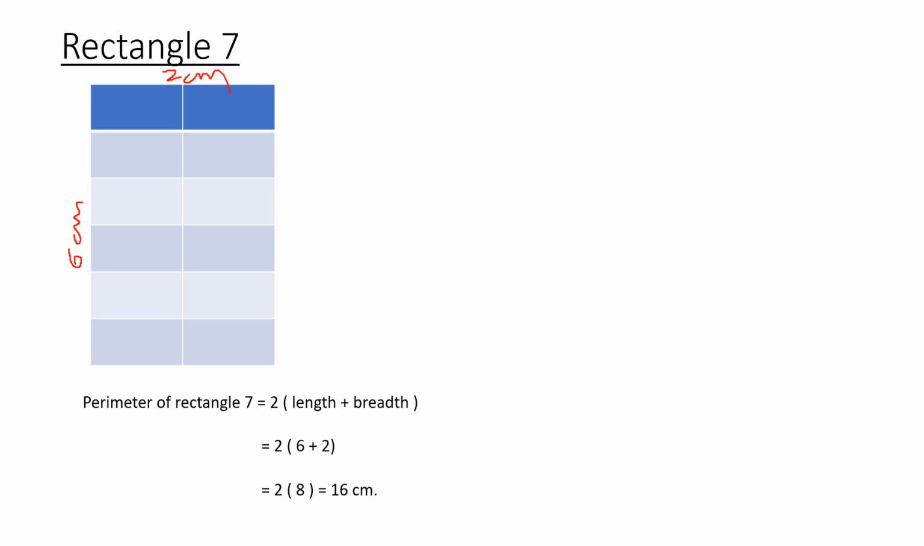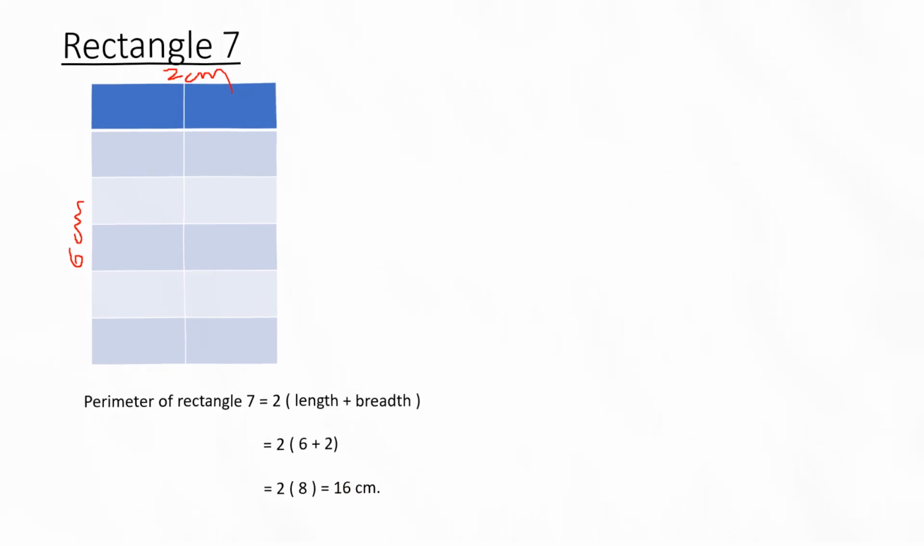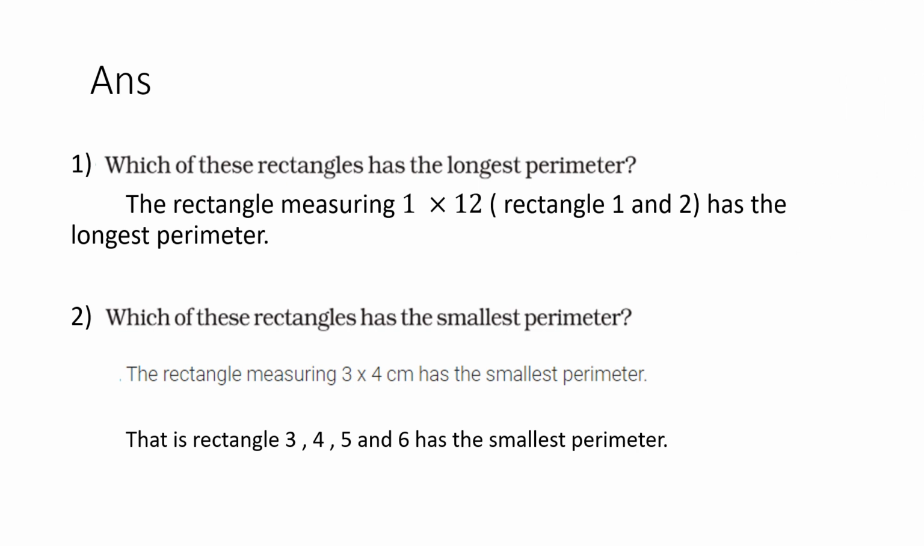So 2 bracket 6 plus 2. 6 means length and breadth means 2. Solve the bracket first. 6 plus 2, that is 8. 2 into 8, that is 16 centimeter. It's clear?